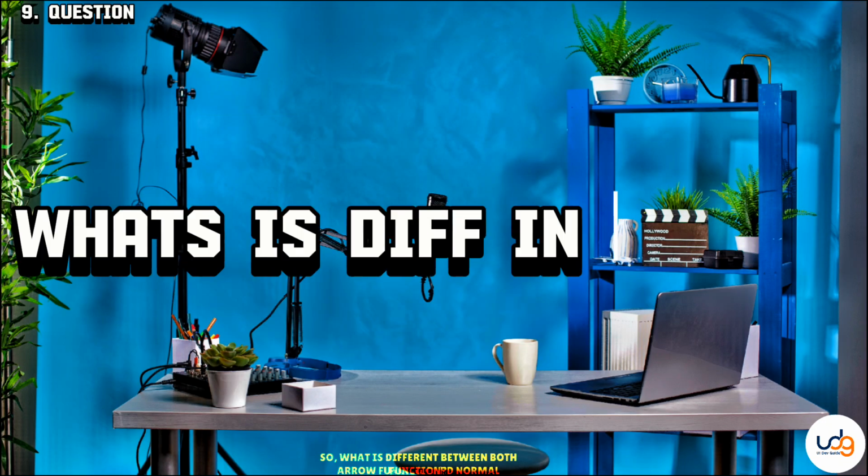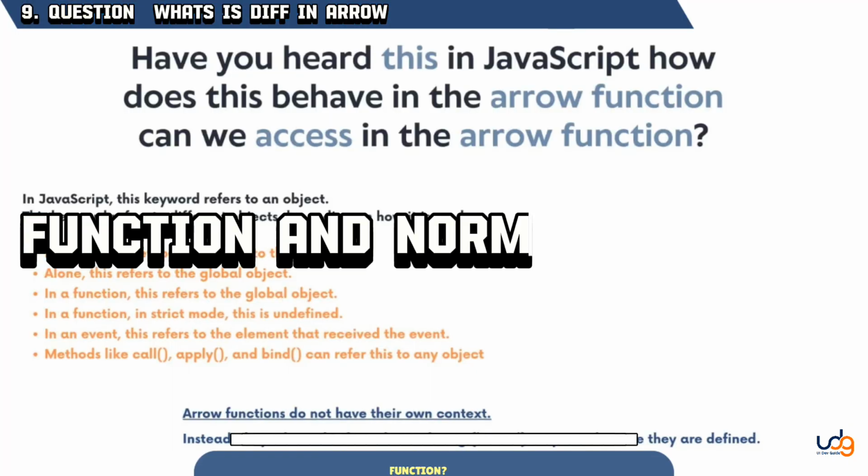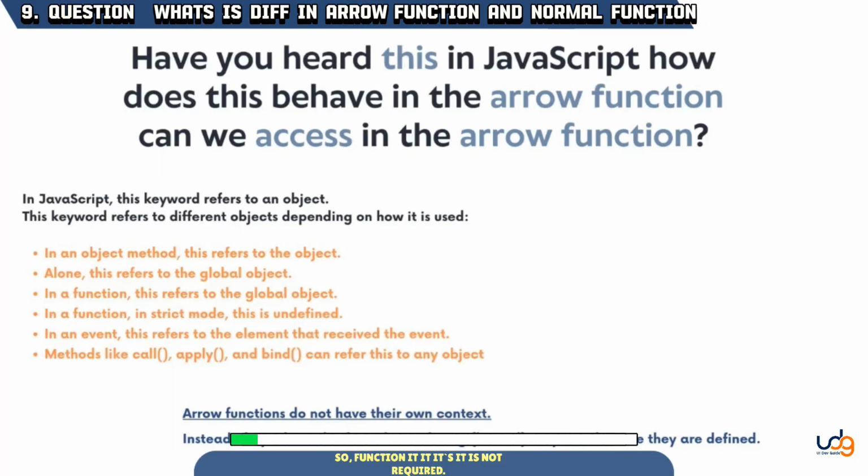So what is the difference between arrow function and normal function? Arrow function does not require a return keyword. It makes the code concise, whereas for a normal function we need to declare the function keyword along with the name. Anything else? I know about that only. Okay, no worries.